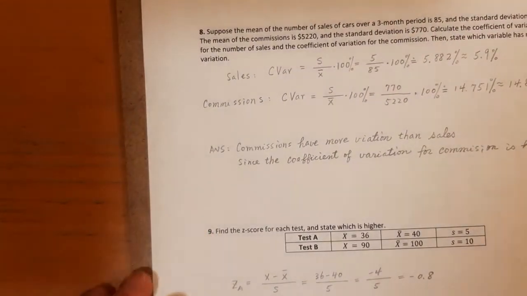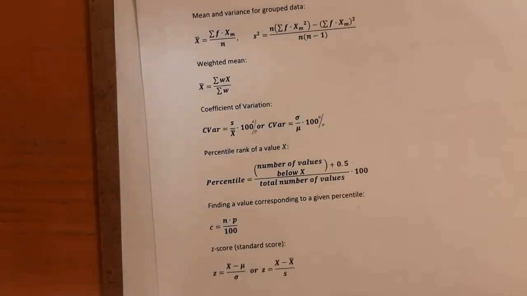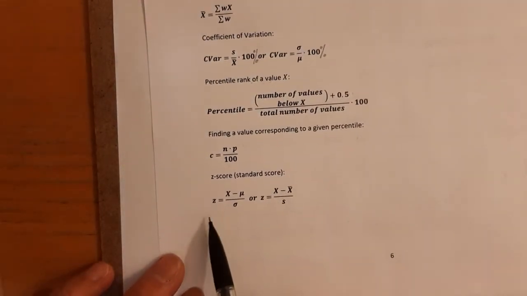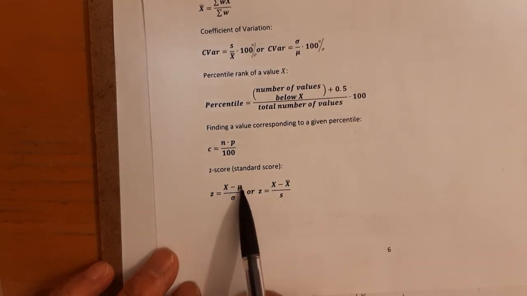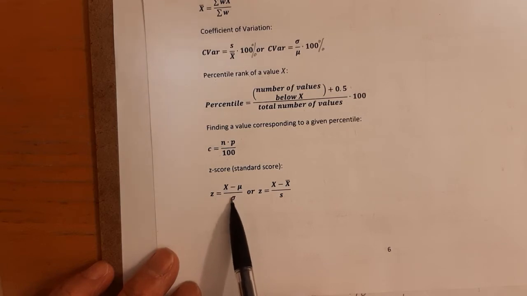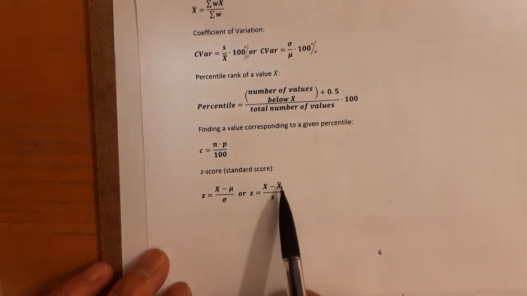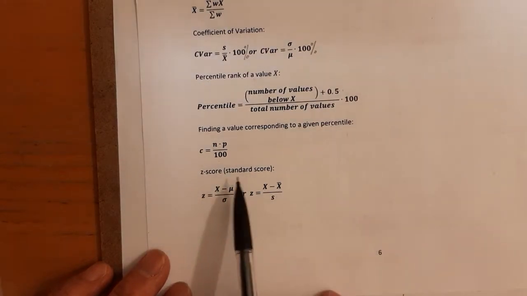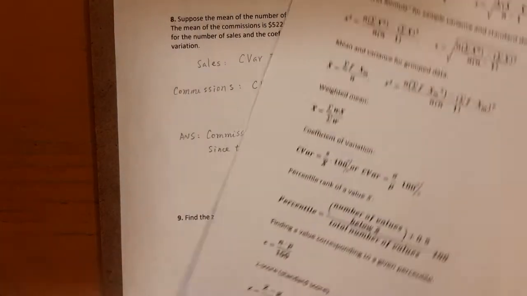Next one, the z-score formula is also over here. Z-score equals, for population, x minus mean over standard deviation, mu over sigma. For the sample, it is x minus x bar over s. That's the z-score formula.